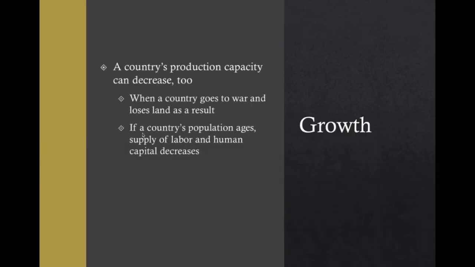The unfortunate side is that your maximum production can decrease too. So that means you have your current production possibility. This is your X1. But if you shift to the left, then you're going to decrease. And that can happen with so many different things. A country goes to war, loses land. The population ages, supply of labor, like maybe there's a huge exodus out of the country. There's also, what if you have natural disasters that ruin production?